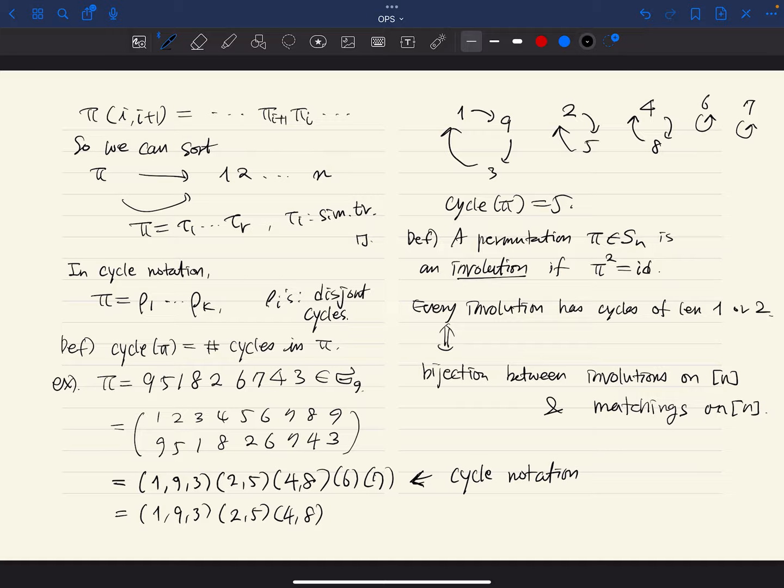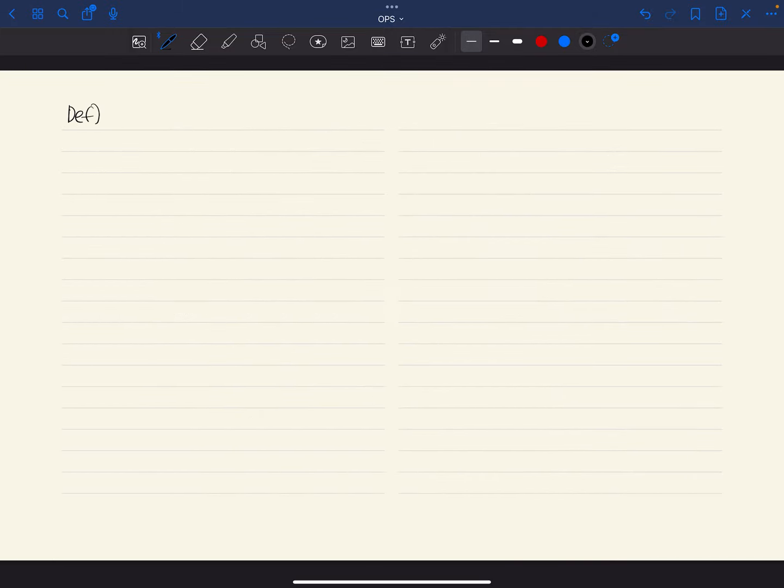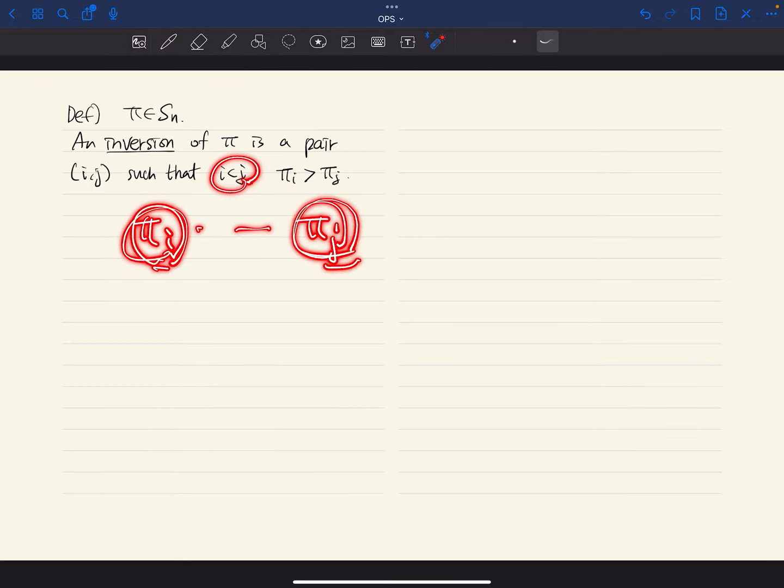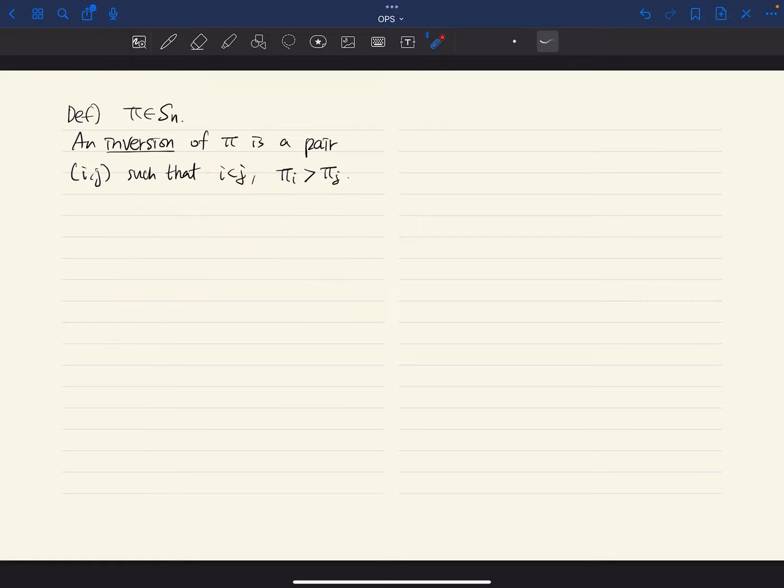Now we're going to define an important quantity called inversion. So pi is a permutation. An inversion of pi is a pair of integers i, j such that i is less than j but pi(i) is greater than pi(j). In other words, an inversion is a pair that is out of order. So pi(i) is here, pi(j) is here because i is less than j, but the bigger one comes first. Then i, j is an inversion.